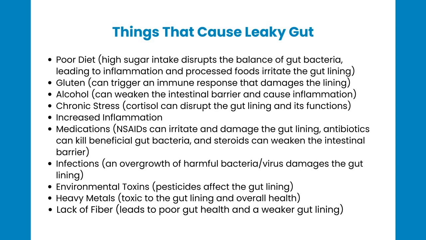Infections, bacteria, viruses, they damage the gut lining. Environmental toxins, pesticides, glyphosate affect the gut lining. Heavy metals, a lot of mercury from eating fish, from having silver fillings, can be toxic to the gut lining. And just a lack of fiber leads to poor gut health and a weaker gut lining.